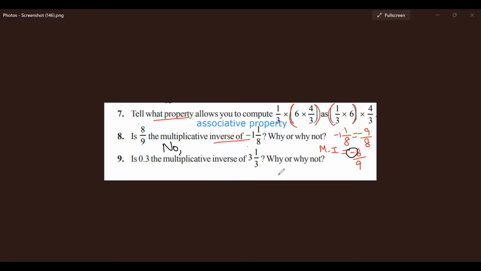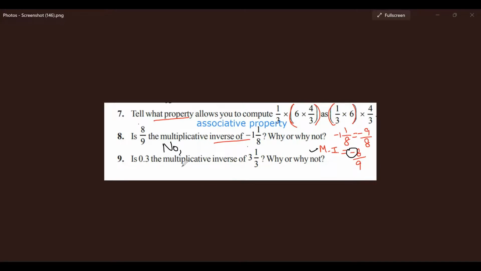So write properly step by step. First of all, you will write minus 1 upon 8 mixed fraction as the improper fraction. Then you will write its multiplicative inverse like this. Then you will say no, 8 by 9 is not the multiplicative inverse of this, because the multiplicative inverse of it is minus 8 upon 9. Let's see the ninth question the same way.